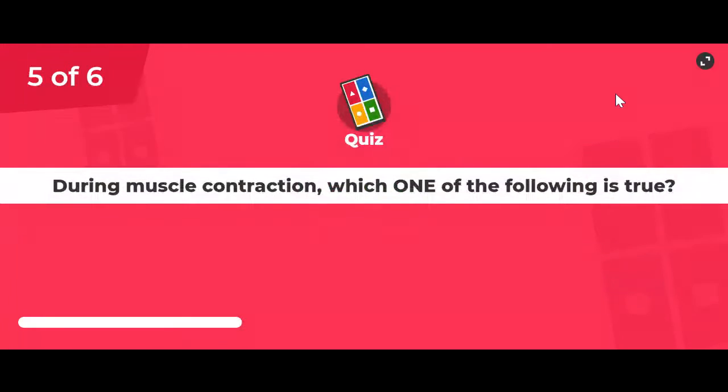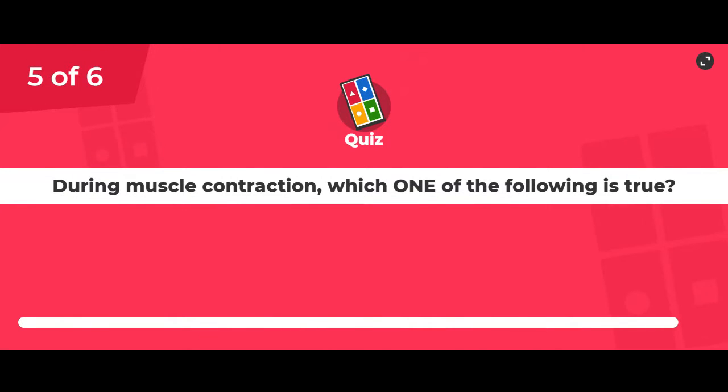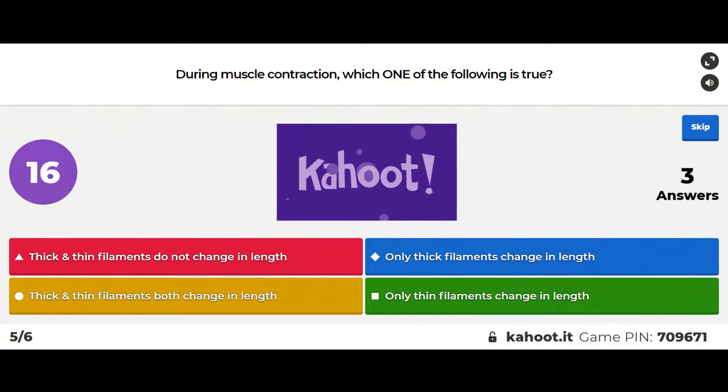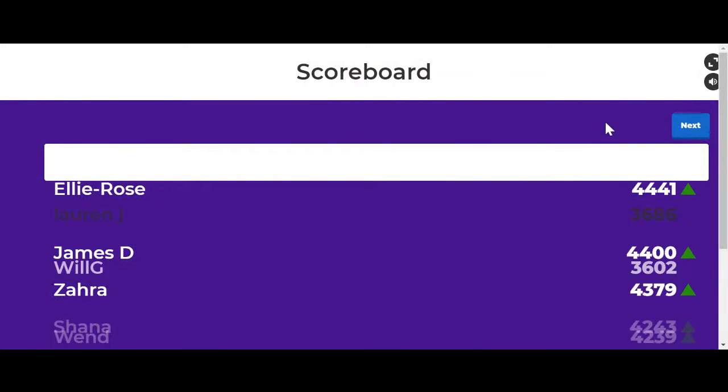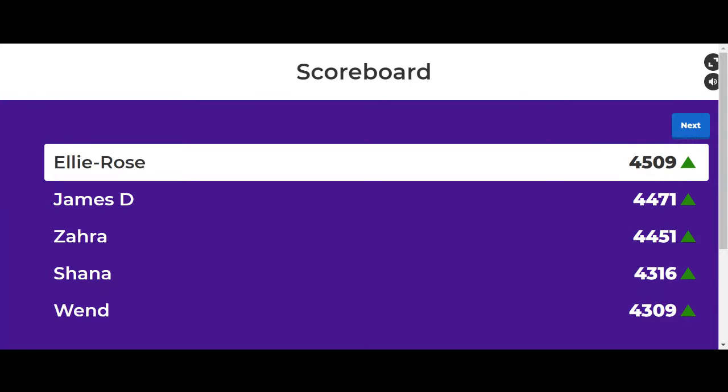Last question. No, we got two more. During muscle contraction, which one of the following is true? Okay, remember thick and thin filaments, the actin and myosin, they don't change length, they just slide over each other. Got to read the question, guys. That's caught a few of you out. Okay, Ellie Rose goes top. Then James, then Zara, then Shauna, then Wendy.